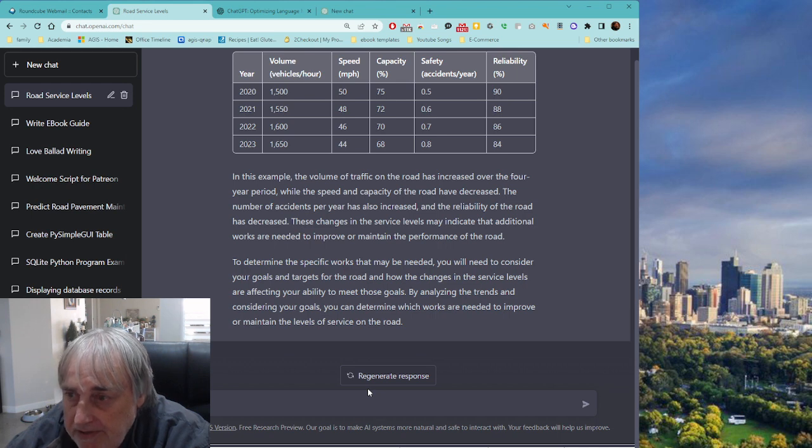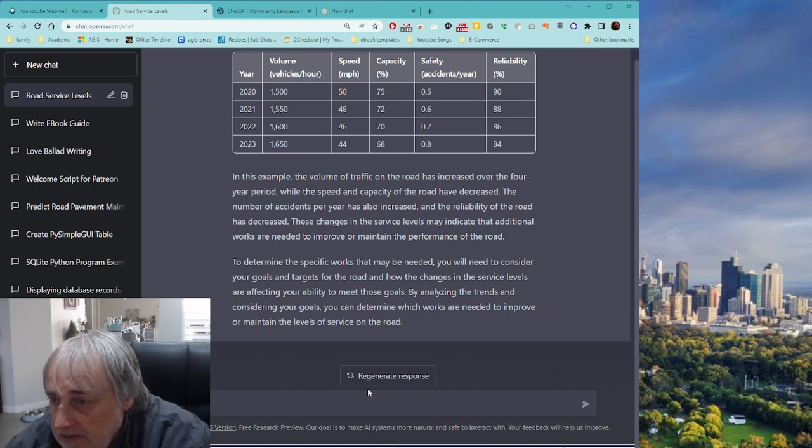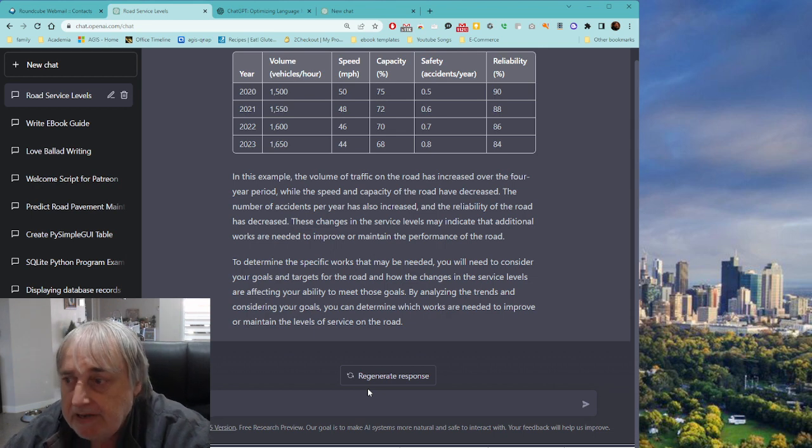So here we have 2020, 21, 22, 23. We have safety accidents per year going up. I don't know how you have half an accident per year, but anyway, as an example, it shows them increasing. Capacity is going down. More traffic comes on the road, and the speed is also slowing. And reliability is dropping. So let's take this one step further and pick one of those and try to determine what works are to be done and when they are to be done. So let's say reliability is dropping.